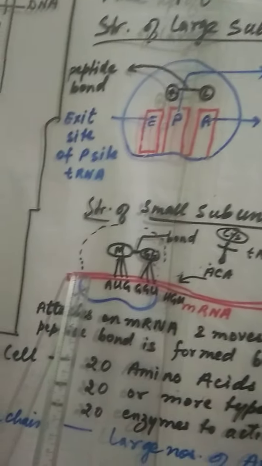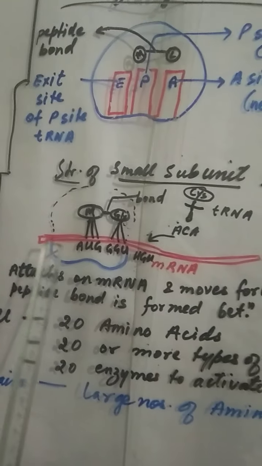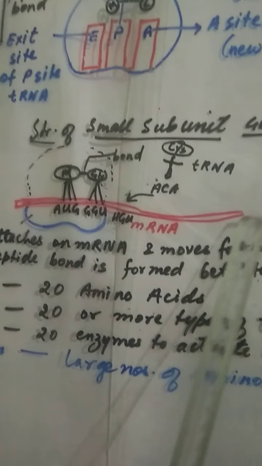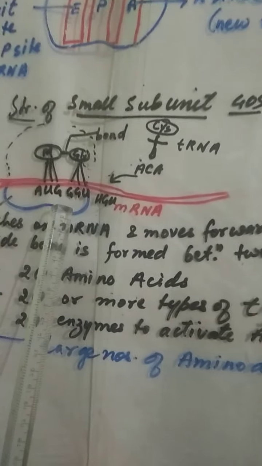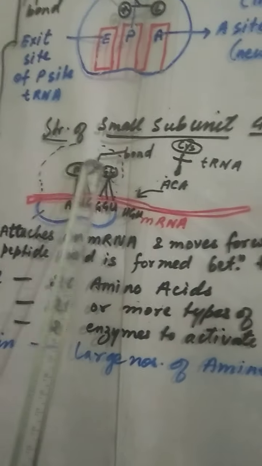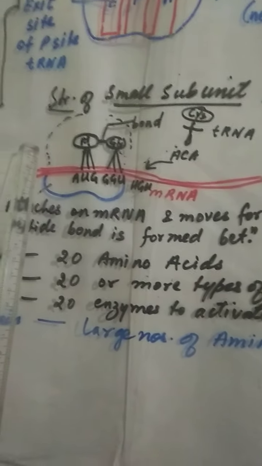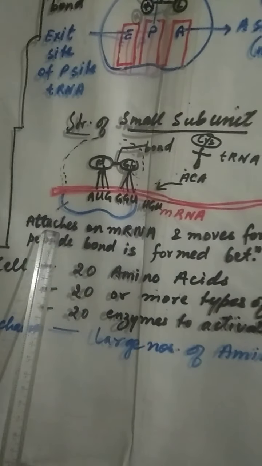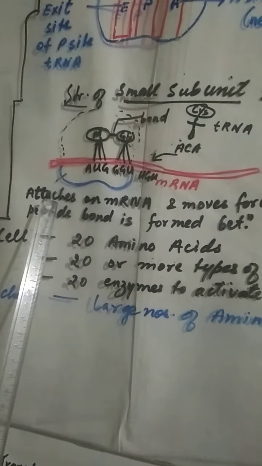Now let us see the structure of small subunit of ribosome. This is small subunit of ribosome, which is stuck on the mRNA, or which is joined on the mRNA, and which will move on the mRNA on the right side to synthesize the polypeptide chain brought by the tRNAs. So at last, this small subunit of ribosome is helping to synthesize the protein chain.